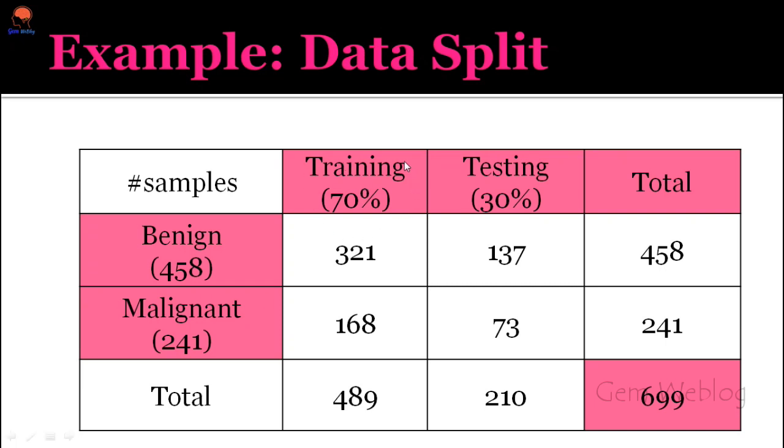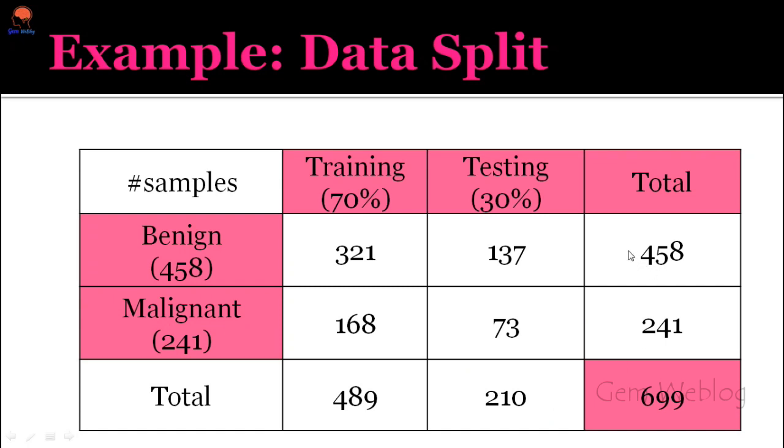The training dataset contains 70%. In that, 321 samples belong to the benign class and 168 samples belong to the malignant class. Totally 489 samples will be in the training dataset. The testing dataset contains 30%. Among that, 167 samples belong to the benign class and 73 samples belong to the malignant class. Totally 210 samples will be available in the testing dataset.